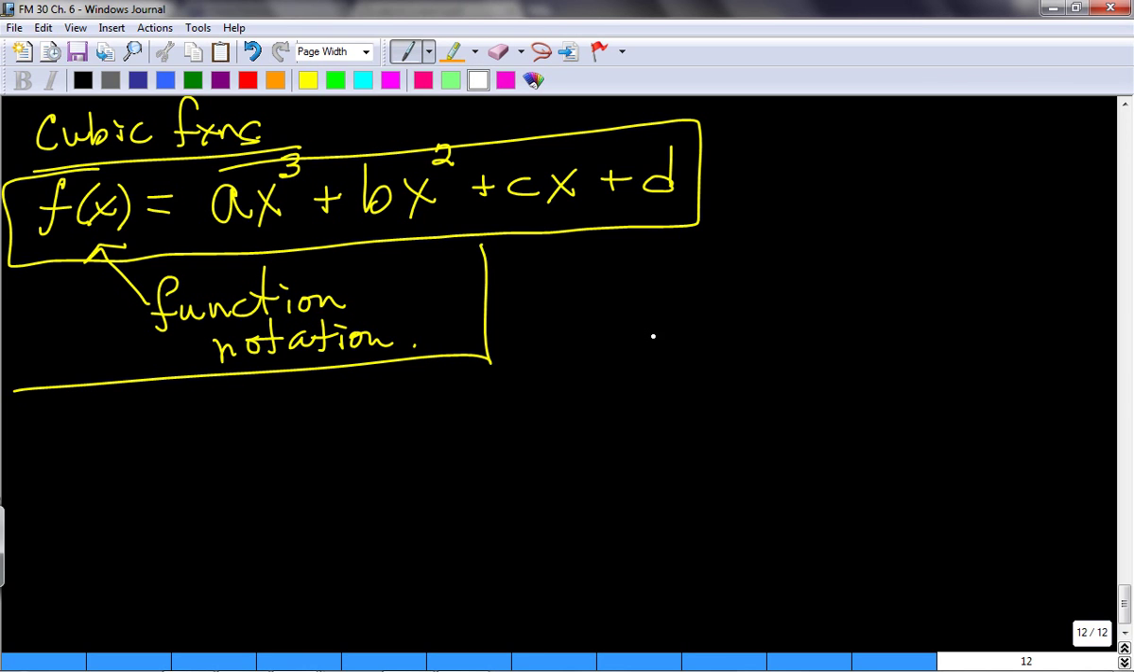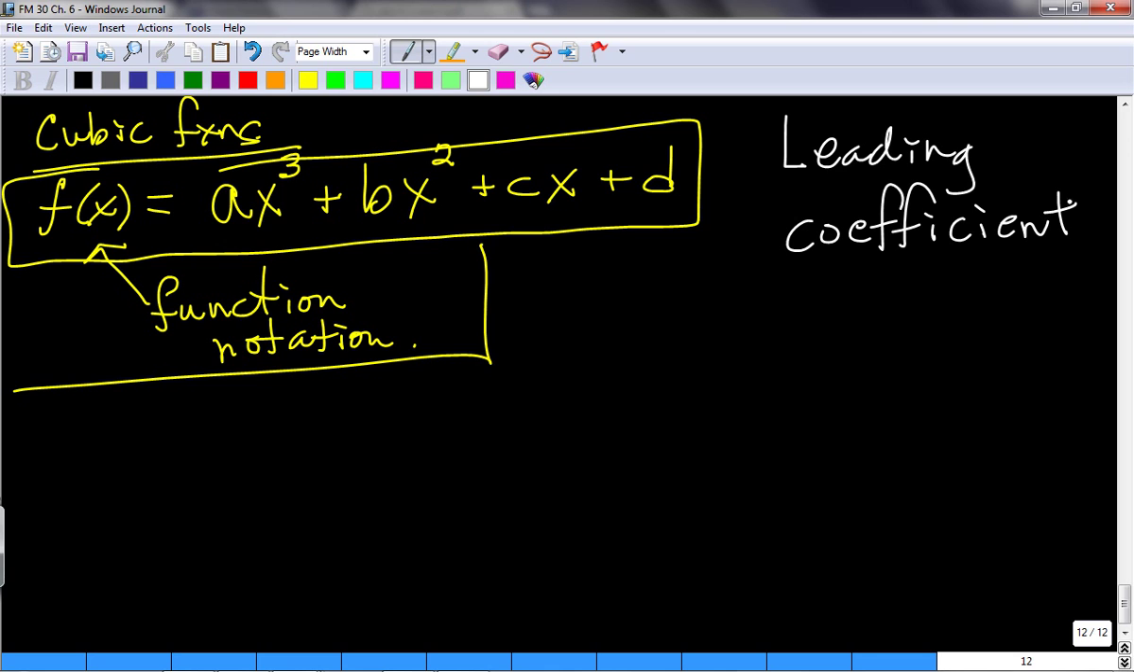Oh, let's talk about the leading coefficient. What is the leading coefficient? You've heard of lead actors and leading parts. Has nothing to do with that. Okay, the leading coefficient. But it is sort of the same.